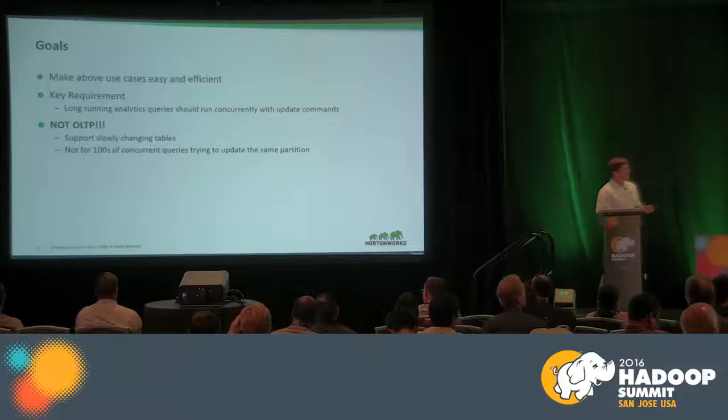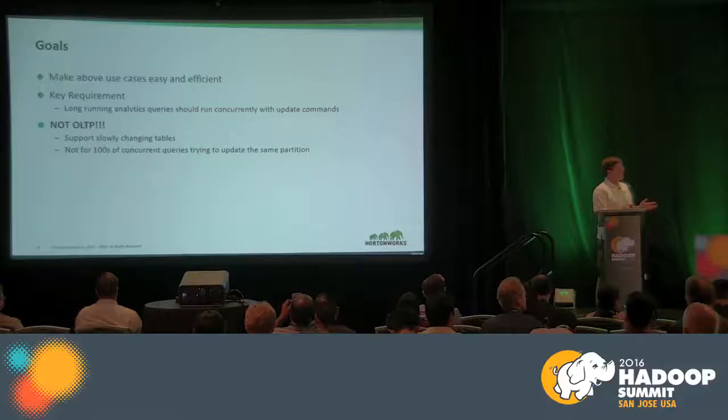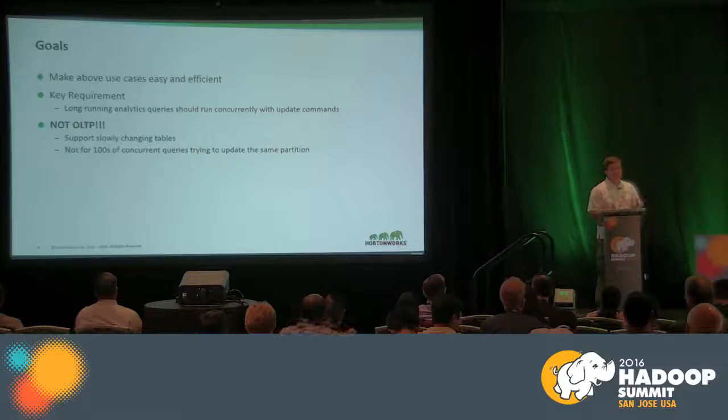Now, one sort of disclaimer: the system is designed for slowly changing tables, so it's in no way an OLTP system. That means if you, for example, run a single transaction that modifies 1 million rows, that's fine, that's going to perform well. If you try to run 1,000 concurrent update statements, each of which matches 1,000 rows, that's not going to work well.